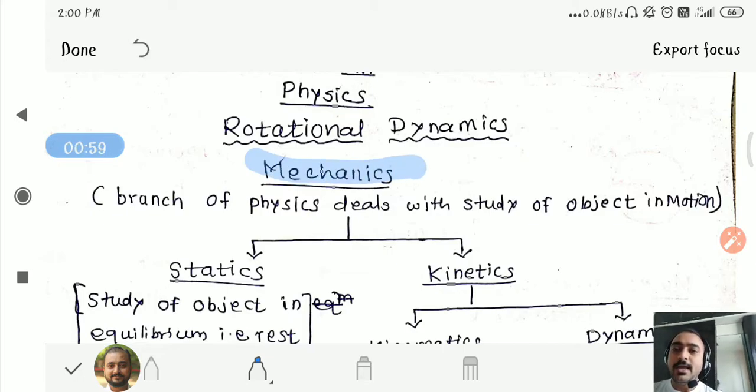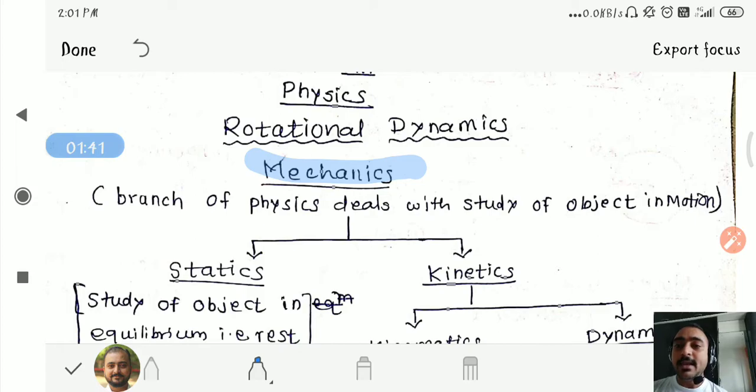The branch mechanics deals with the study of motion of an object. Here the branch of physics which deals with the study of objects in motion is known as mechanics. Means when objects are in motion, that is studied by the branch called mechanics. For example, a car is in motion, a vehicle moving on a road. So these are the particular examples.